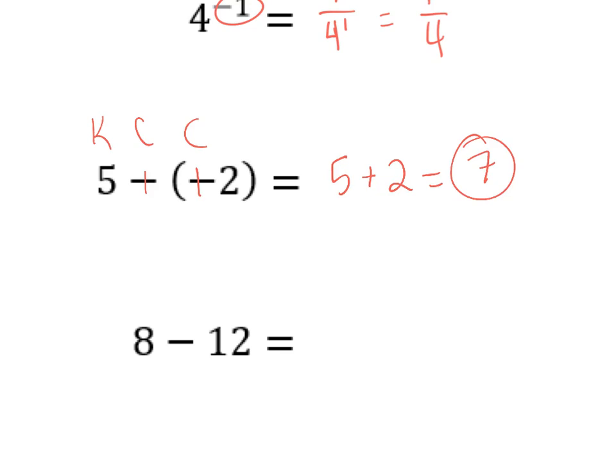Same thing for this problem. I'm going to keep, change, change. That becomes 8 plus negative 12. I have more negatives than I have positives, so I know my answer is going to be negative, and I have 4 more negatives than I have positives. So my final answer is negative 4.